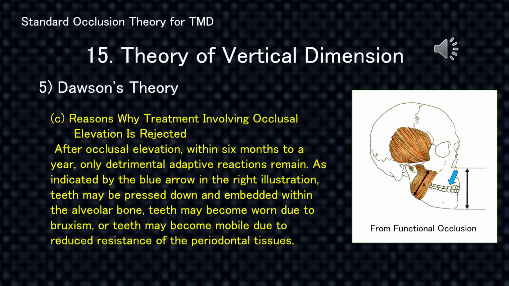C. Reasons why treatment involving occlusal elevation is rejected. After occlusal elevation, within 6 months to a year, only detrimental adaptive reactions remain. As indicated by the blue arrow in the right illustration, teeth may be pressed down and embedded within the alveolar bone, teeth may become worn due to bruxism, or teeth may become mobile due to reduced resistance of the periodontal tissues.